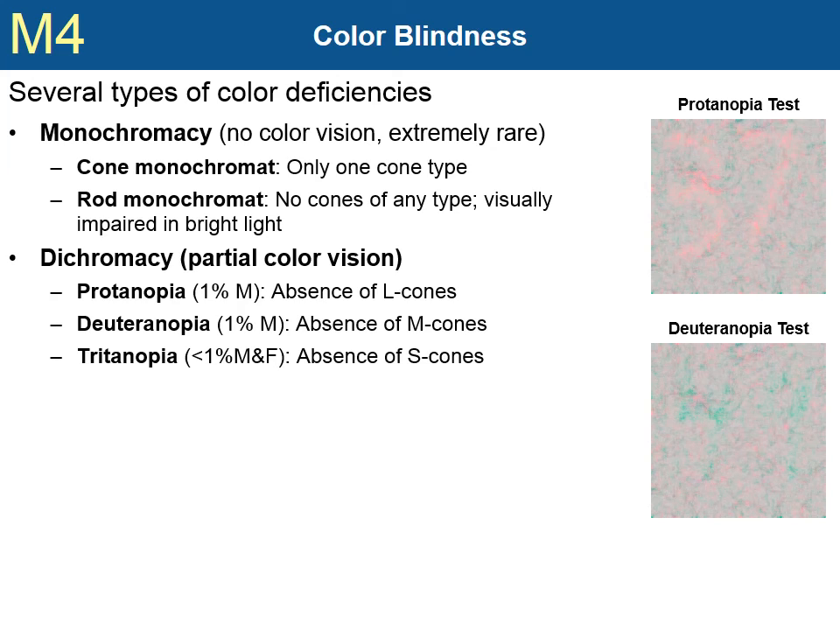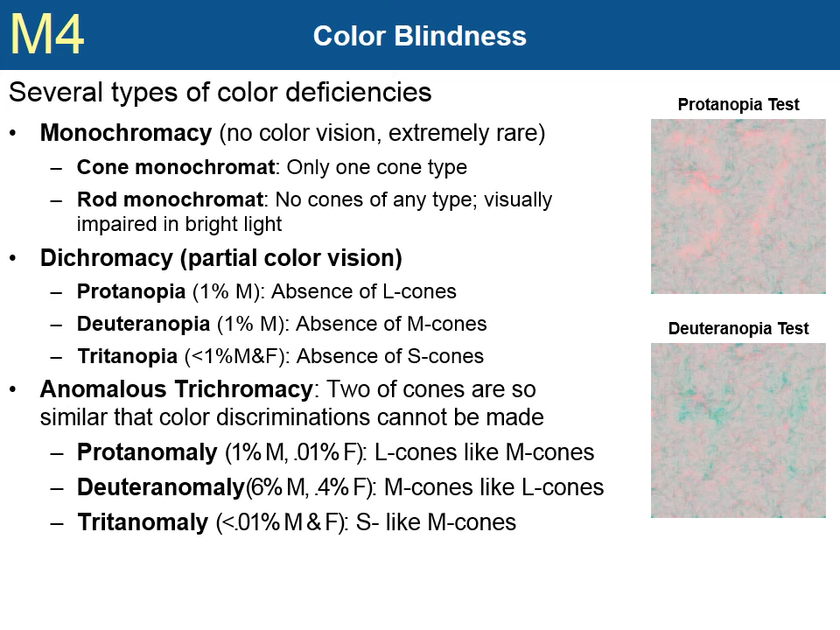The images on the right are examples of tests for protanopia and deuteranopia. If you have normal color vision, you should be able to see a 2-digit number written in each image. If you cannot see a number in the image, you might want to take some more tests.